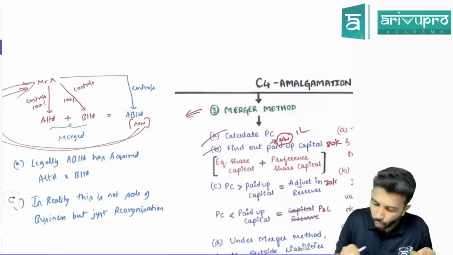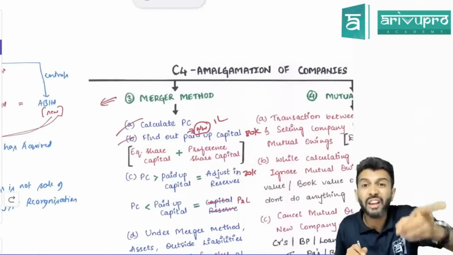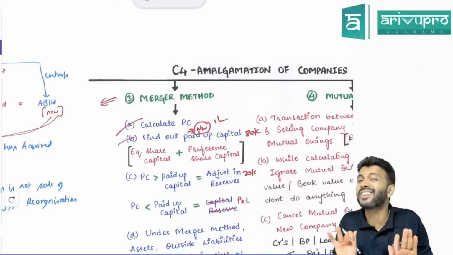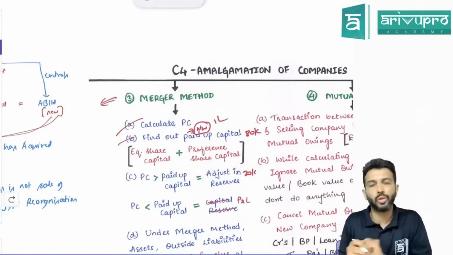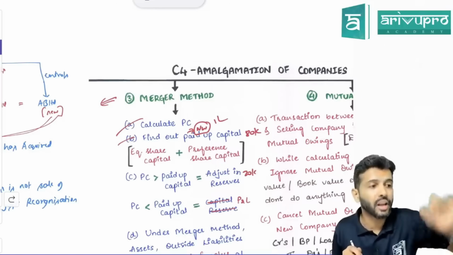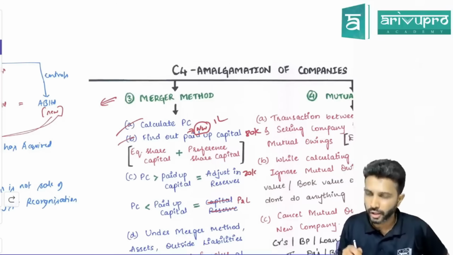No. Now, if you account this as goodwill, it will become self-generated goodwill because it is not really a sale of business. It is just a reorganization. Hence, we don't account it as goodwill. Rather, we adjust it in the reserves. Understood? That is the logic.